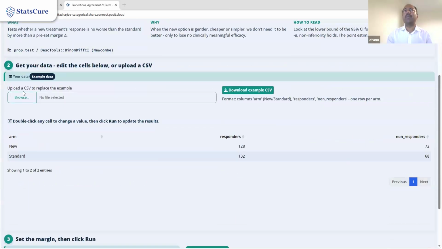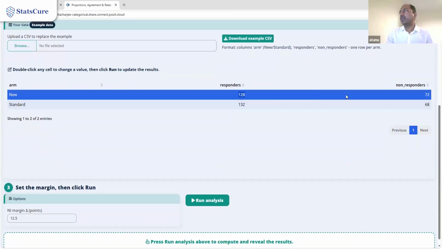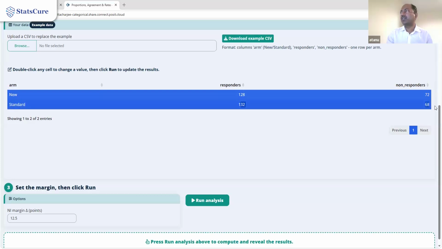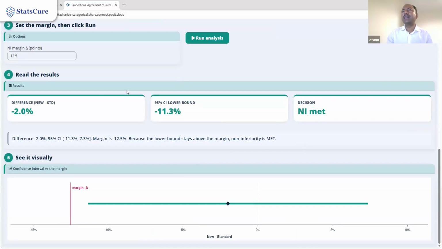Again, having these options called upload your data, or here we are already having the data. Responders are 128 in the new arm and 132 in the standard arm, and then non-responders are 72 and 68. These total 200 each. Then we run the analysis, and it shows the difference is minus 0.2, and the decision is that the non-inferiority margin is met.